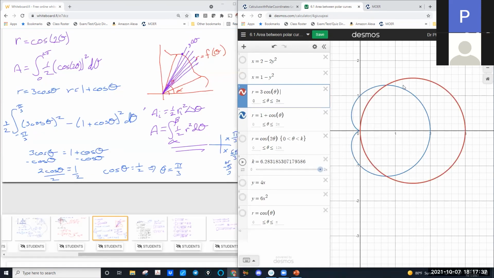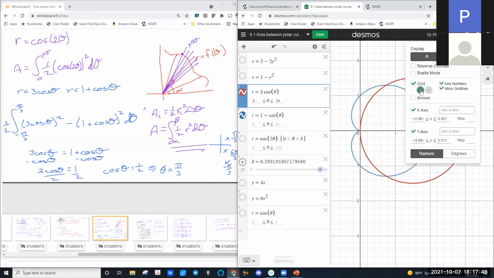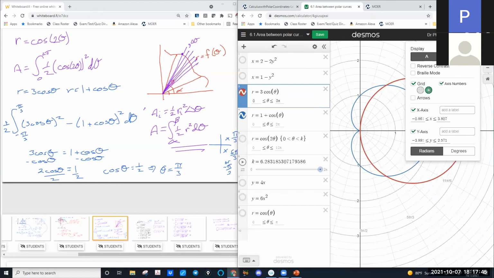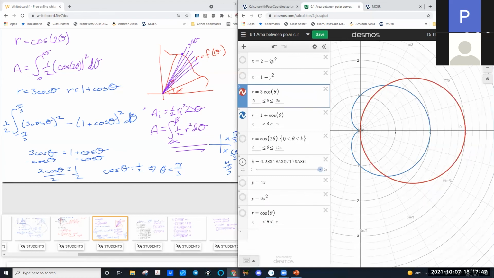When you're trying to find out the limits, another thing that can help you is to go to the wrench up here on Desmos, where you can change to a polar grid. And now we can see that that angle is pi over 3, and that one is pi over 3. Now, they won't always land perfectly on one of these rays, but when you're dealing with polar curves, that might be something you want to use to help you out.